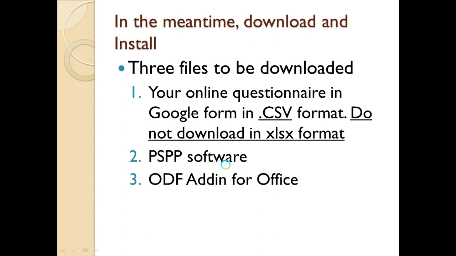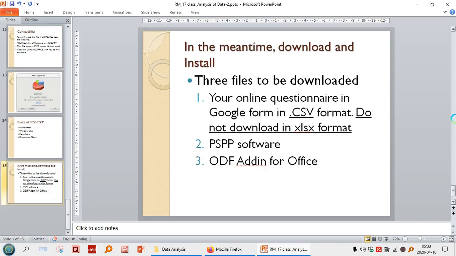Then you still have to download PSPP software. I have already sent you the links in the previous mail. Then if you don't have MS Office latest version, you have to download ODF add-in for Office. That's it. So these are the preliminaries and then I'll conclude with it. So now let's move on to the download and installation of the software.